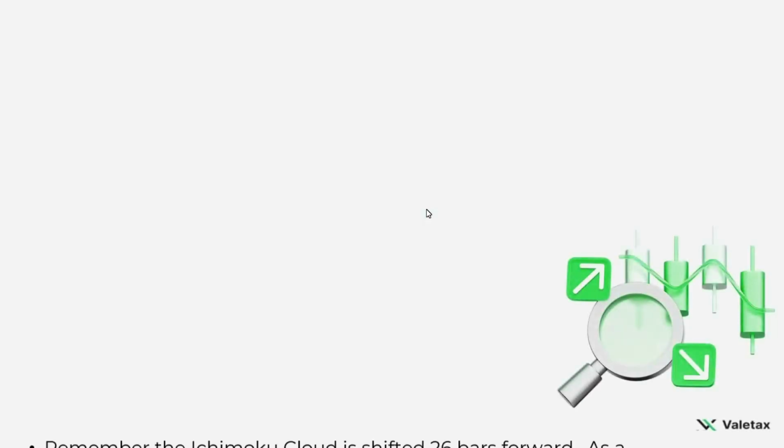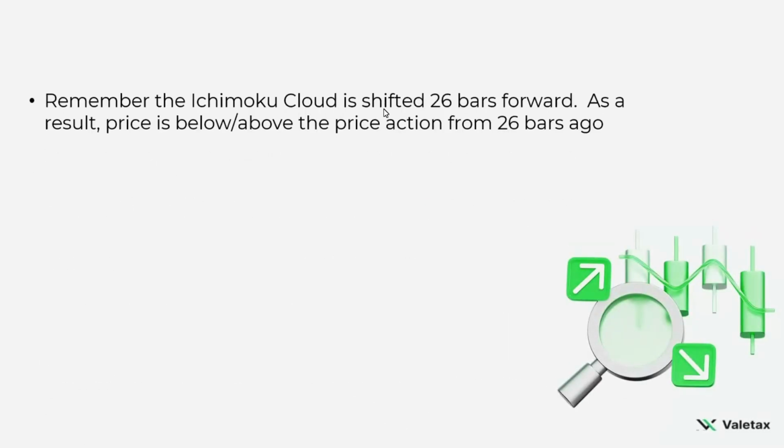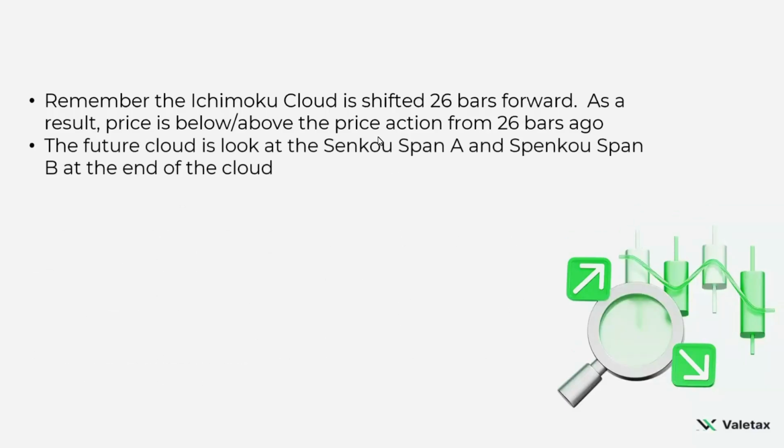Now, for the high probability strategy, you want to incorporate the future cloud. And what do I mean by that, okay? So remember, the Ichimoku cloud is shifted back 26 bars in the past. Okay, so when you look at a chart, you're going to see that basically price is above the cloud or below the cloud. But if you look to the right, there's a future cloud projected. Okay, so when you're looking at price versus the cloud, you're looking above you or below you. You're comparing the current price to everything that happened 26 bars ago. That's basically the cloud below you or above you. When you look at the future cloud, that's telling you the current state now of what's going on with price.